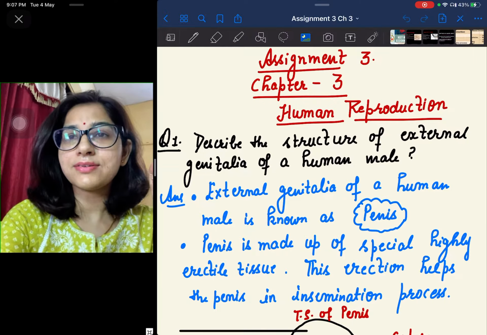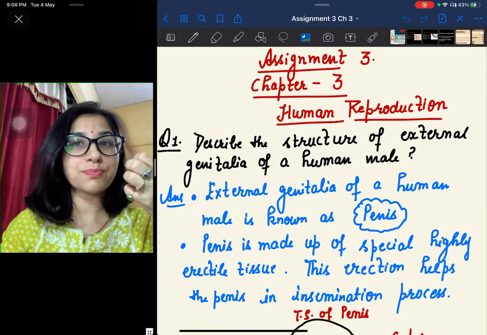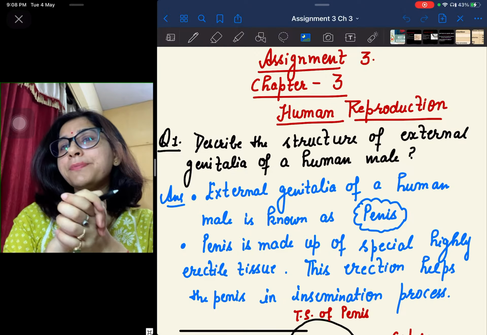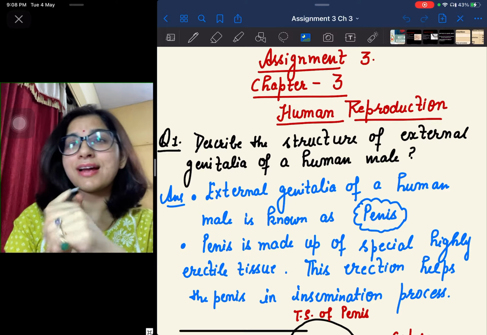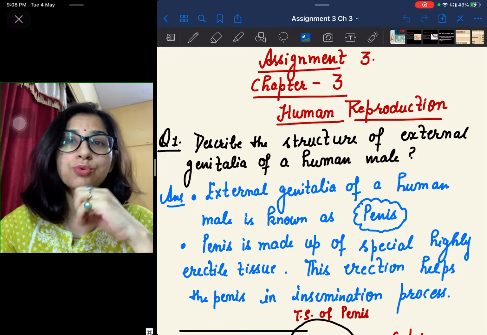So here today our assignment is from our third chapter, and that chapter is human reproduction, and this is our first assignment from this chapter. The first question is: describe the structure of external genitalia of a human male.